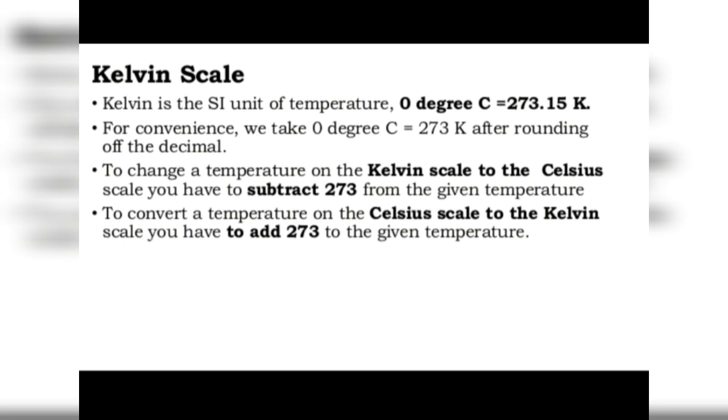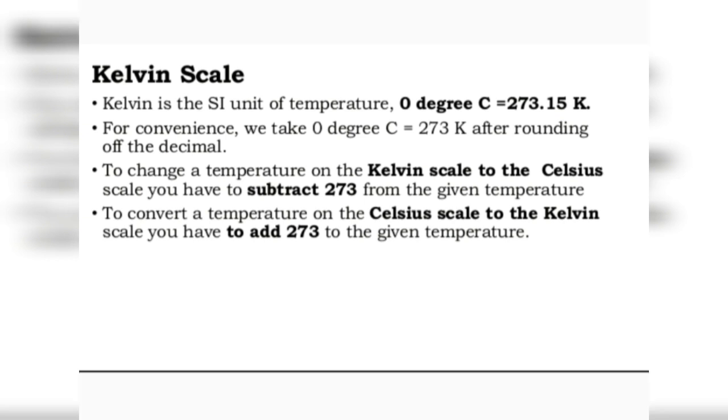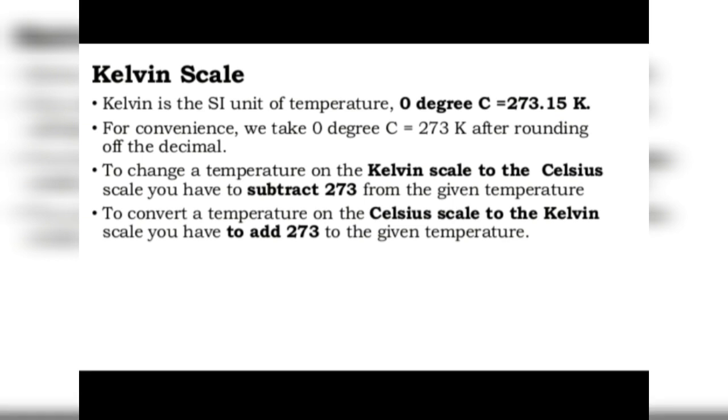So it's clear that to convert a temperature on Celsius scale to Kelvin scale, we have to add 273 to the Celsius temperature, and to convert a temperature on Kelvin scale to Celsius scale, we have to subtract 273 from the Kelvin temperature. Why? Because 0 degrees Celsius is equal to 273 Kelvin. Because of this relation, you can convert Kelvin into Celsius or Celsius into Kelvin. And this relation should be remembered because it will be used to solve different numerical problems.